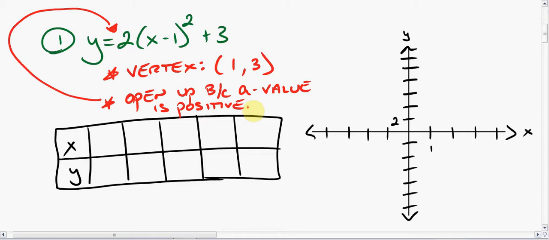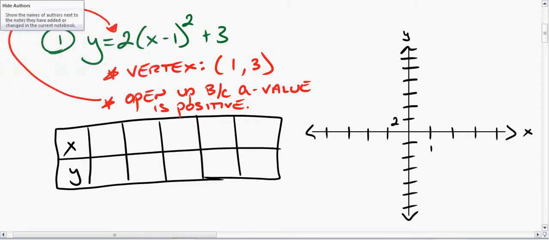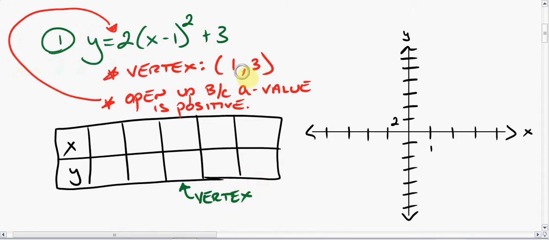Next up, we want to start populating our table. If you remember from section 4.1, your vertex always goes right in the center of your table. We found our vertex. Our vertex is 1, 3. That's important because it's going to help us pick our 2 numbers on one side of the vertex as well as the other. Remember, these numbers should be the same distance away from the vertex.